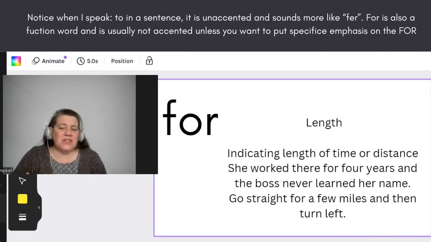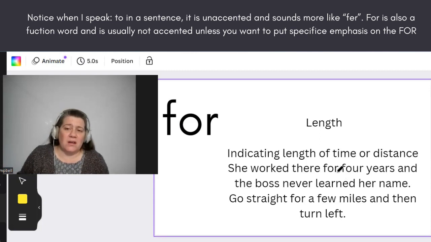We also use it to indicate length of time or distance. She worked there for 4 years. 4 years. The boss never learned her name. Go straight for 2 miles and then turn left.